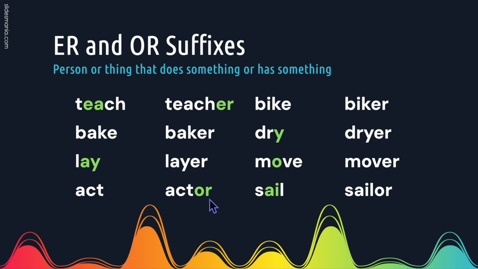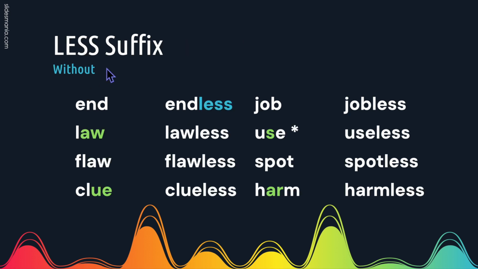While OR has the sound of "or" most of the time, at the end of a word, it generally sounds just like ER. So we don't say "actor," we say "actor." AI says A, sail, sailor. The suffix -less means without. So here we have end. So endless means something that doesn't have an end.